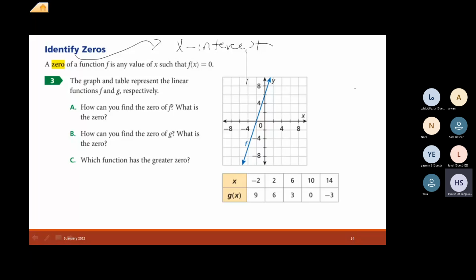Look at the first graph here. How can you find the zero of f? Here is f and here is g. Where is the zero of f? At which point? Negative two, bravo. Here is the zero of the function, at the x-intercept. So you will say x equals negative 2. Yes.